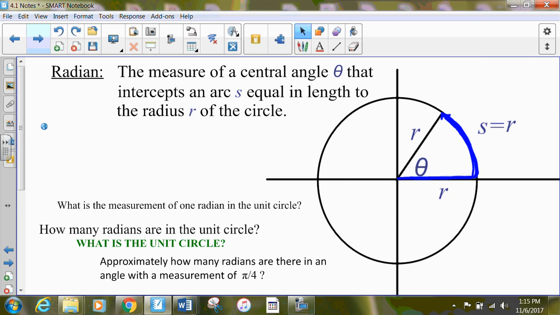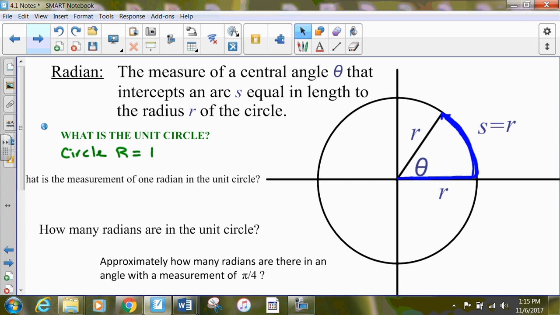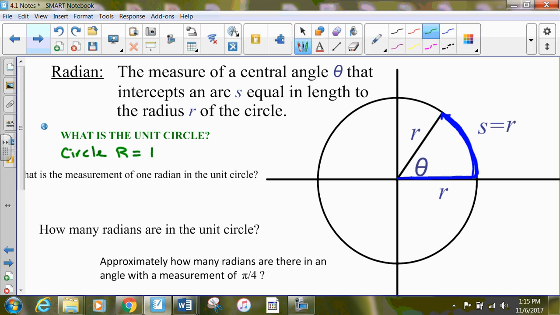We answered what is the unit circle, and we remembered that it's a circle whose radius is equal to 1. That's why it's called the unit circle. And so then our next question, what's the measurement of 1 radian in the unit circle? Well, the measurement would be 1, right? Because 1 radian is equal to whatever the radius is of your circle. So that answer would be 1.